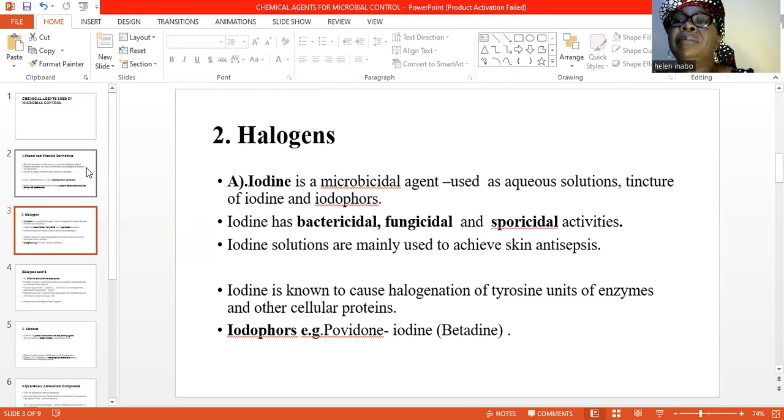But the problem now is that iodine solutions tend to stain the skin, so they are replaced by iodophors. Iodophors are mixtures of surface active compounds and iodine, which serve as carriers and solubilizers of iodine. And the iodine is released slowly. They have the advantage of non-irritation to the skin, as well as being active for a long time. Iodine is known to cause halogenation of tyrosine units of enzymes and other cellular proteins.